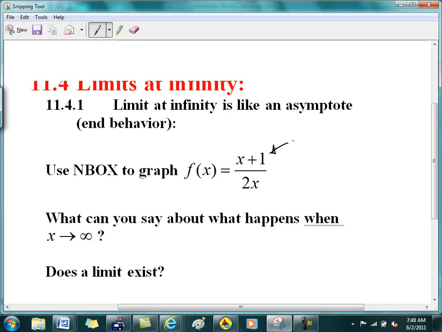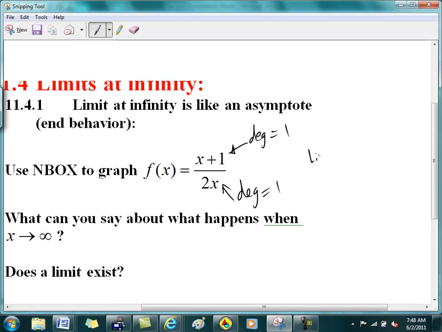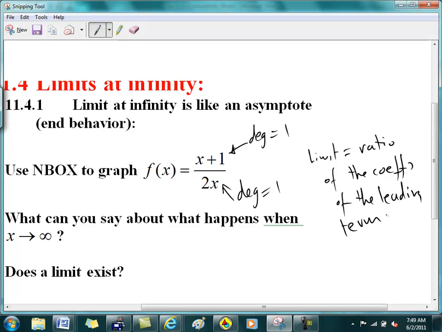So the degree of this is equal to 1. Degree of this is also equal to 1. If those two degrees are the same, then the limit is equal to the ratio of the coefficients of the leading term. I'm assuming you understand what leading term means, right? A polynomial written starting out with the highest power. Okay. So what's the leading coefficient for the numerator? 1. And denominator? 2.